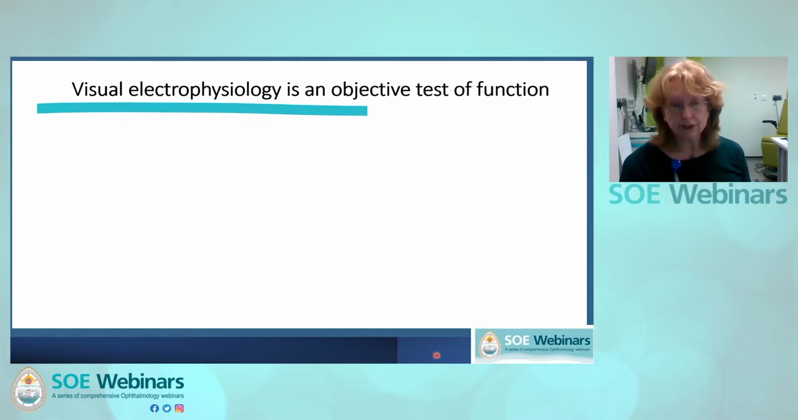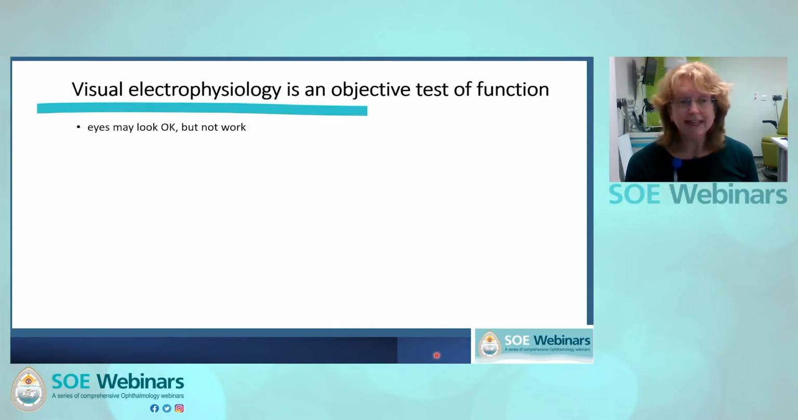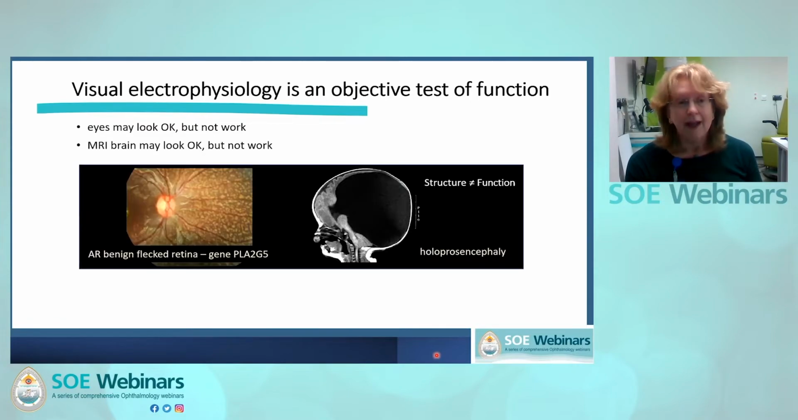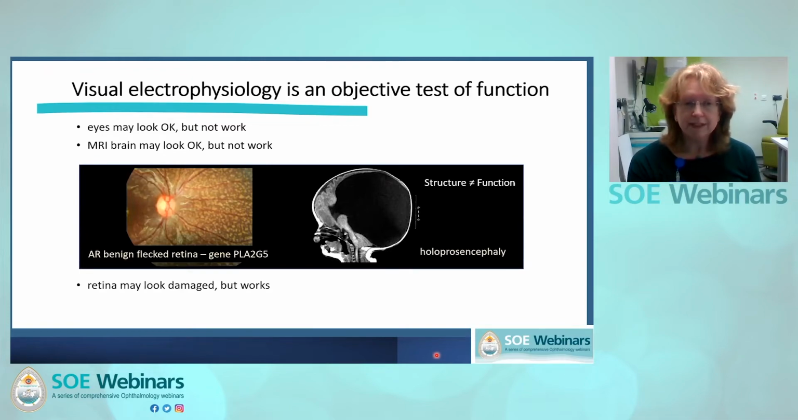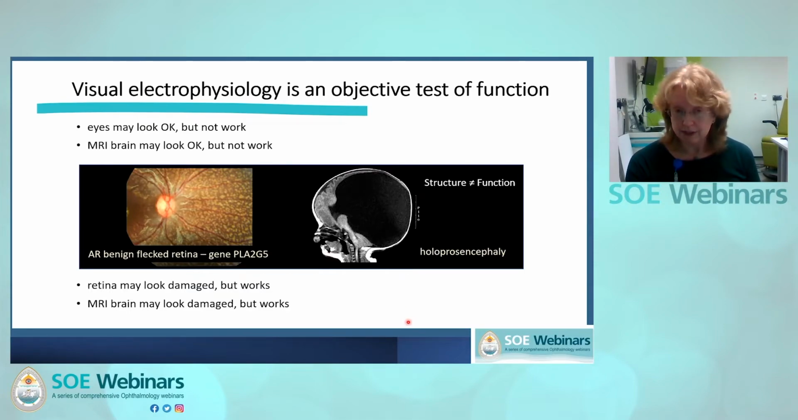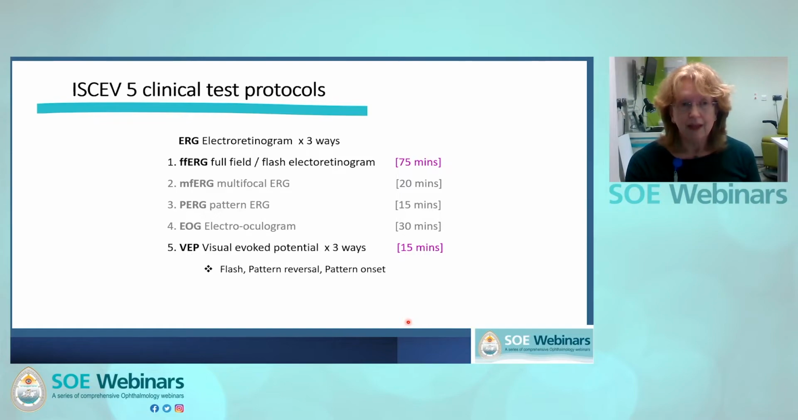And visual electrophysiology offers us an objective test of function, because the eyes, particularly in infancy, the fundus may look okay, but not work. The MRI brain may look okay, but not work. But in contrast, we may have a retina that looks damaged, as in this case, yet works perfectly fine, or an MRI brain may look damaged, but in this case, in holoprosencephaly, this girl had a visual area and could use it well. Now in ISCEV, we know that there are 5 clinical test protocols that are described by standards.